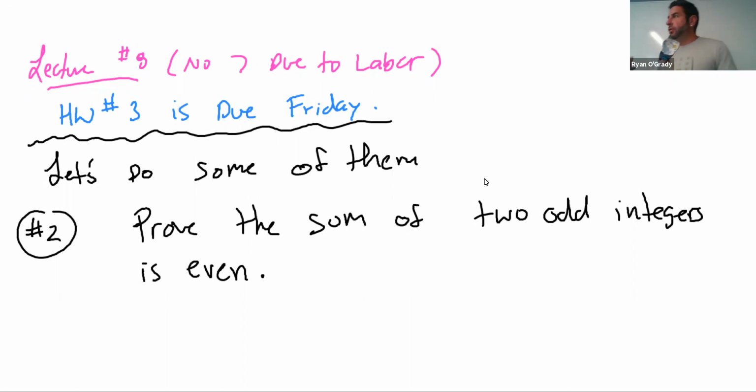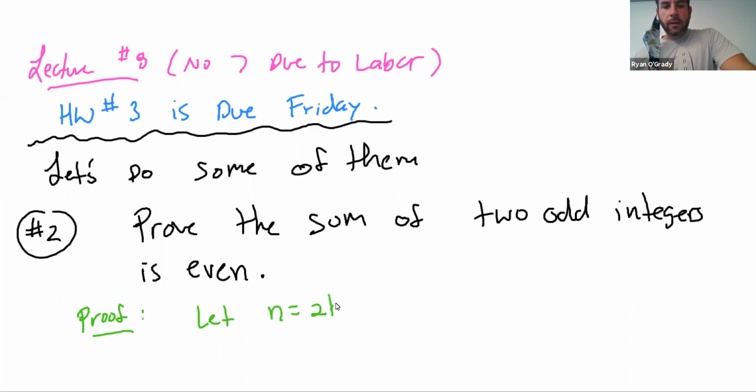But then what you need to do is some scratch work and take two generic odd integers and add them together and see what your generic integer is. Is it even or odd? So here is what we mean by a sort of a proof. Let n equal 2k plus 1 and m equal 2j plus 1 be odd integers.